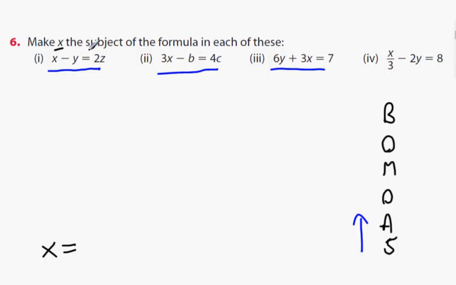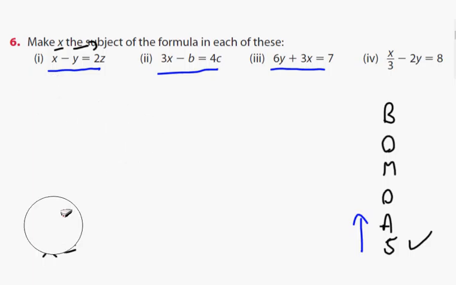So what's happening to the x is, what's the only thing happening to the x? It's x minus y, isn't it? So subtraction is happening, isn't it? Subtraction is the first thing you get rid of when you start from the bottom. So get rid of the subtraction and what happens? X equals 2z plus y. Is x on its own? Yeah. That's the answer, done.